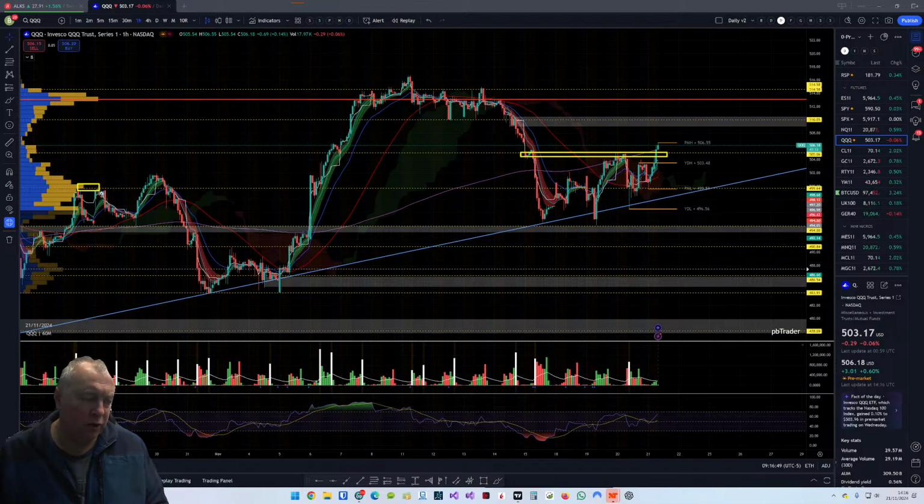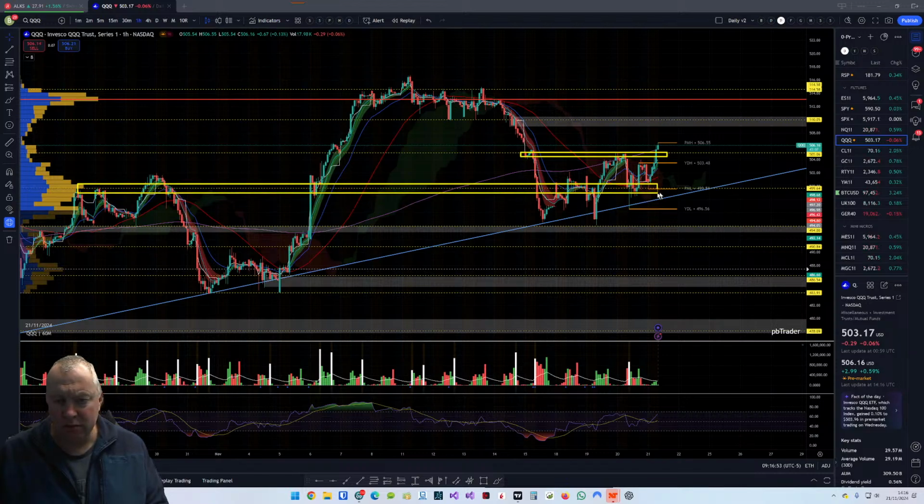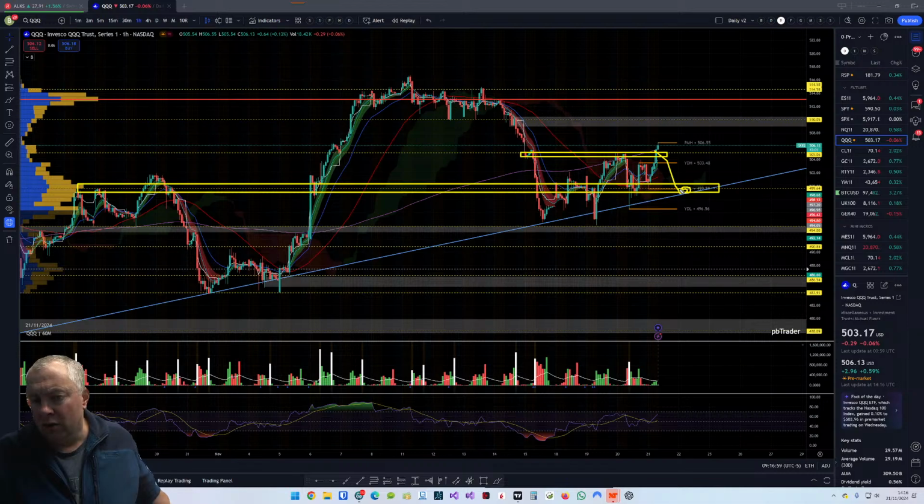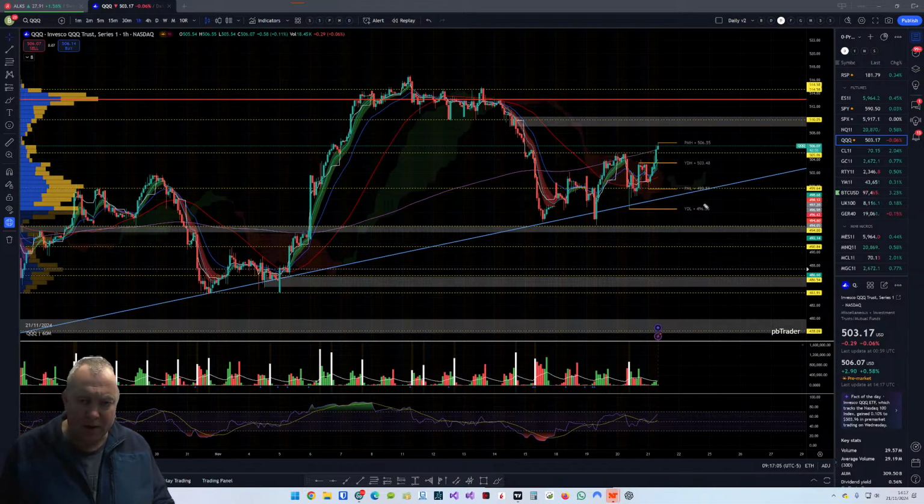We've got this large volume on the profile, area of confluence, bottoms of candles, pre-market low as well, and potentially this daily trend line as well. So lots of reasons why I like 500, lots of potential confirmations there. So just keep an eye on 500 for the bounce.